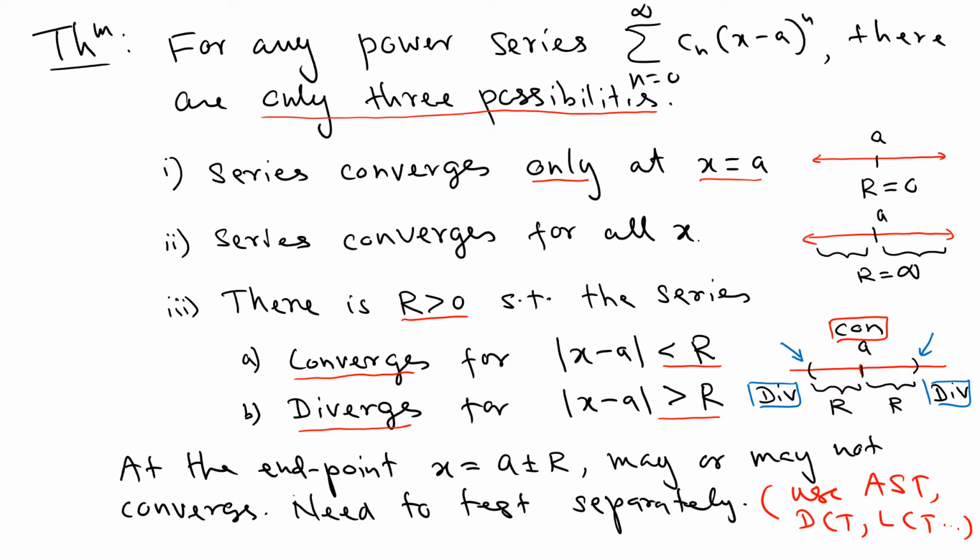It says that there are only three possibilities. It may be the case that the series only converges at x equals a, or it may converge for all x, or, the most common one, there's an r such that it converges for |x minus a| less than r and diverges for |x minus a| greater than r. We're going to look at four cases to get the idea. So let's talk about this now.